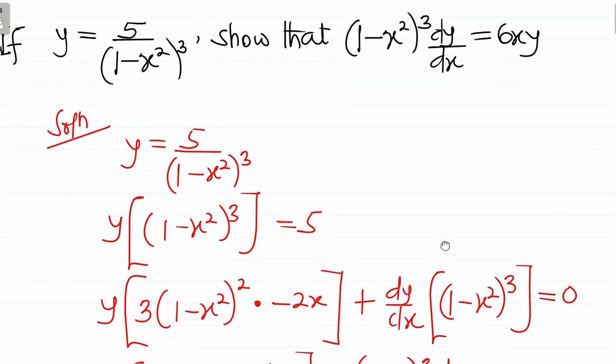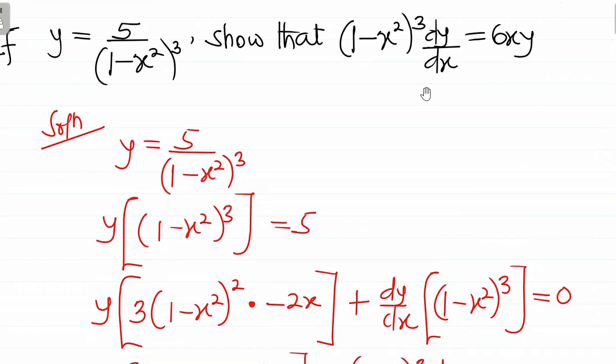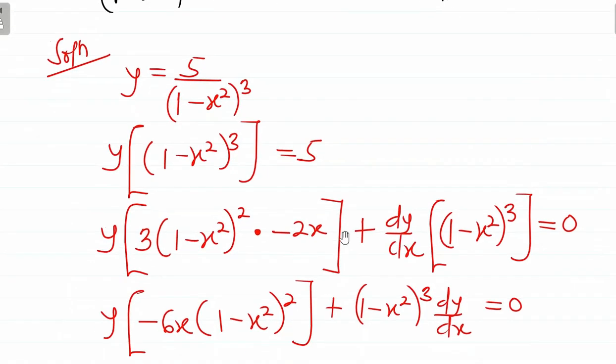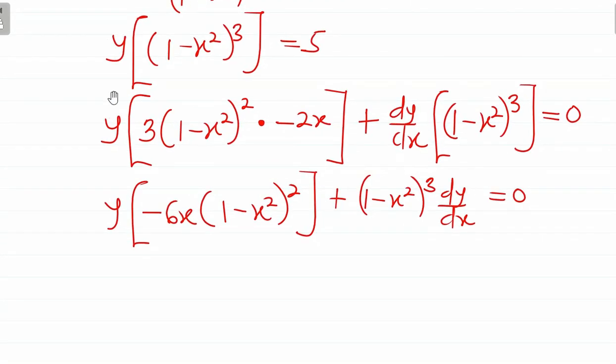The question said that we should simplify our answer in this form: (1 − x²)³ dy/dx = 6xy. So we have to simplify or leave our answer in this form. We can see that there is a 6xy here. Coming back to our solution, at this point we can continue by multiplying the y by 6.